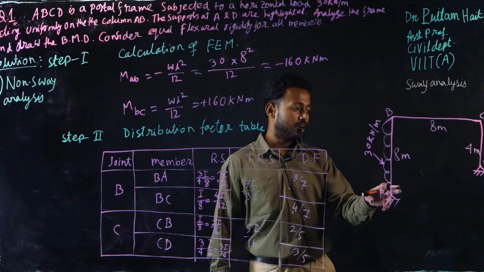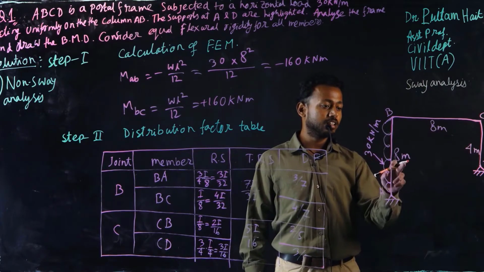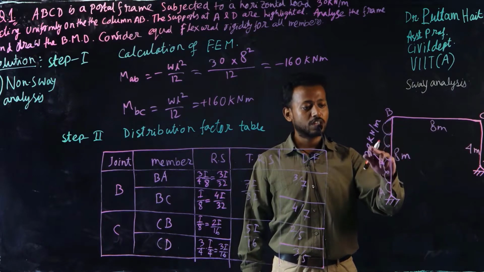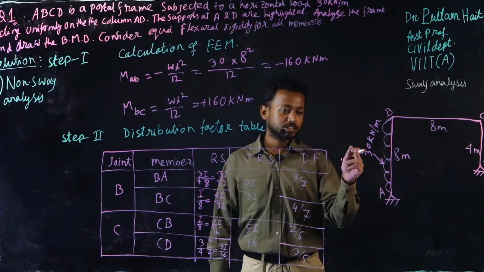We have a portal frame A, B, C, D with the length given in the problem. The AB column is subjected to 30 kN per meter uniformly distributed load. So we will analyze the portal frame.